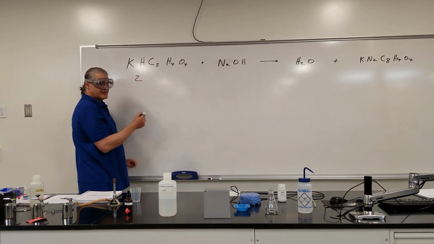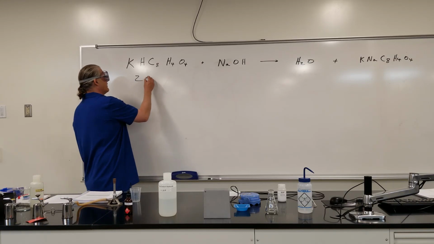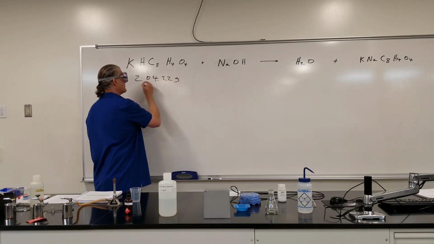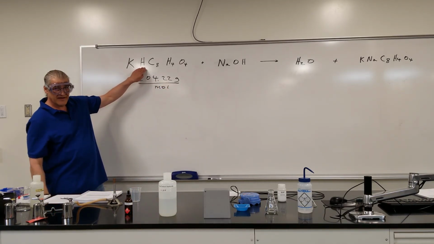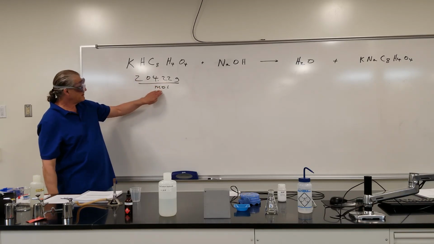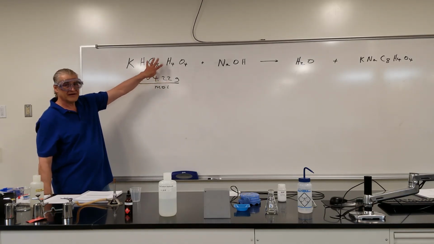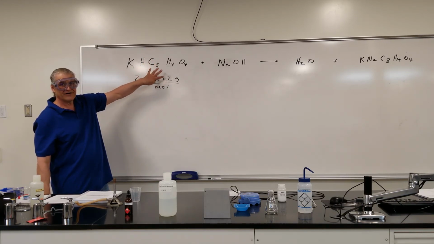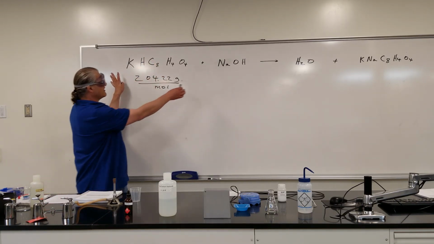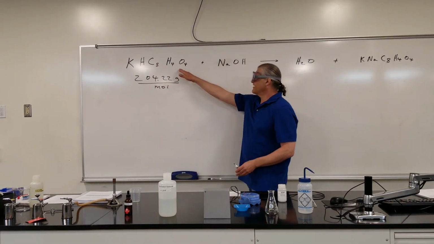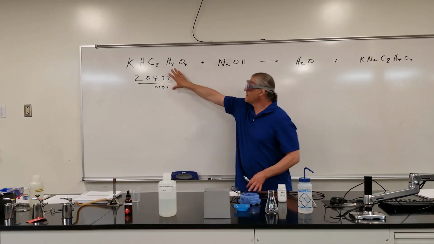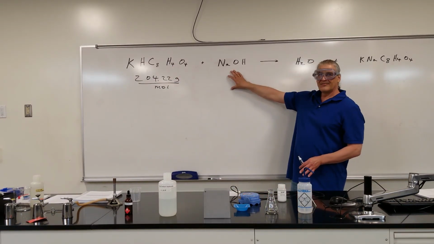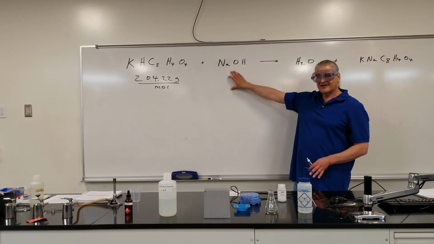It's 204.22 grams per mole. And since I know the exact mass of it, I weighed it out, and I know its molar mass, I'll be able to calculate how many moles of this acid are going into the reaction. If you look at the stoichiometry of this reaction, you notice 1 mole of the acid reacts with 1 mole of the sodium hydroxide. So if I can calculate moles of KHP, I know how many moles of sodium hydroxide were used.